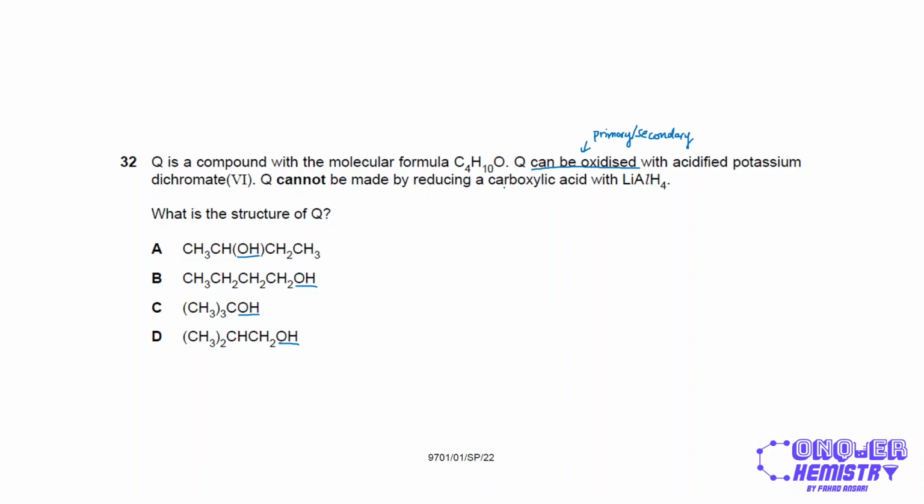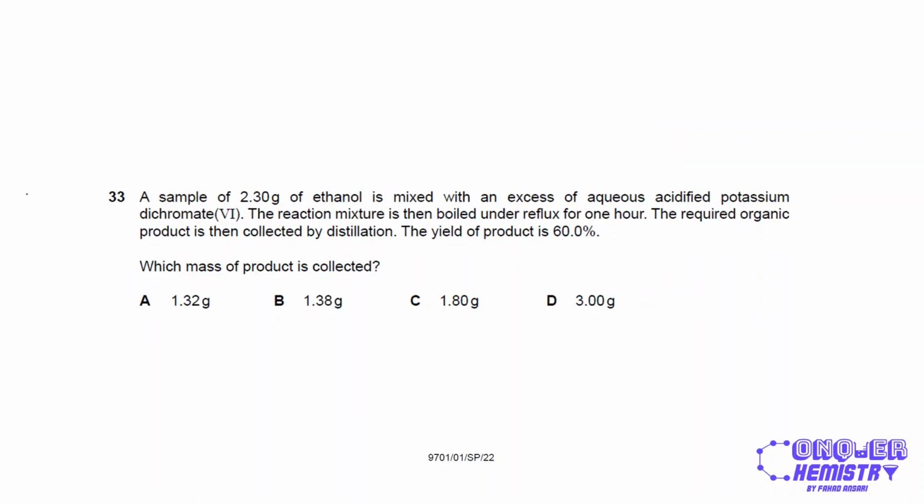And Q cannot be made by reducing a carboxylic acid with LiAlH4. So that basically means that primary is out of the question. So it has to be a secondary alcohol. So out of all of these options, A is your only secondary alcohol because OH is bonded to C, which is bonded to two other carbon atoms.